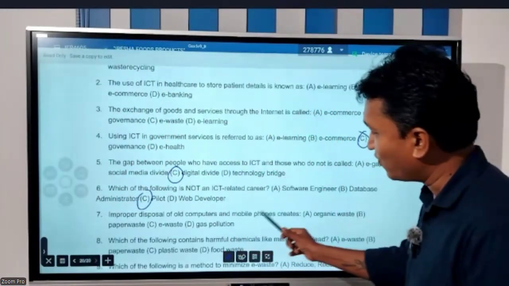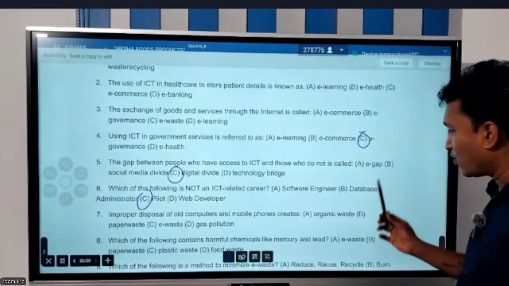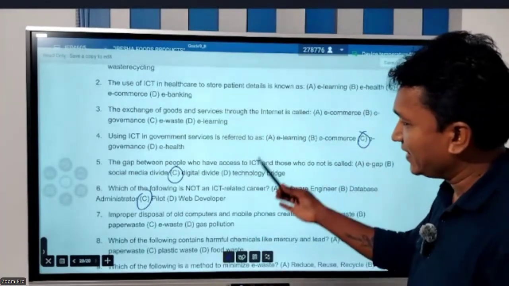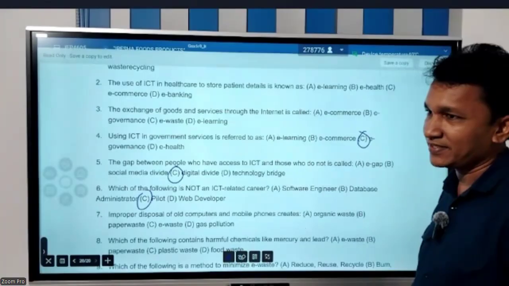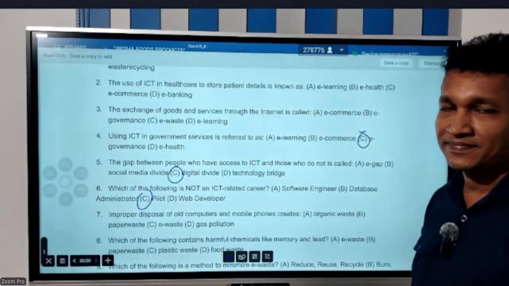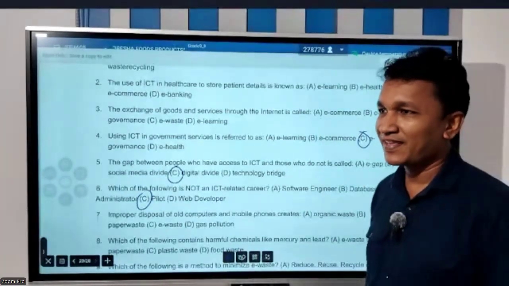Improper disposal of old computers and mobile phones. What is organic waste, paper waste, e-waste, gas pollution? What is that?